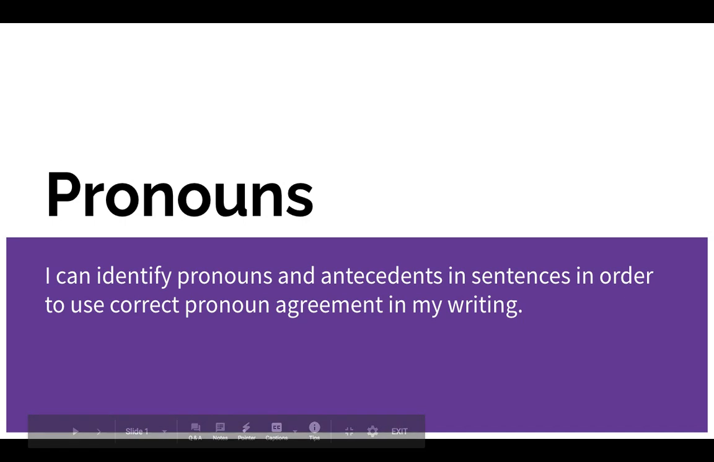Your goal in this entire presentation is to be able to identify pronouns and their antecedents in a sentence so that you can use a pronoun correctly in your own writing. Okay? And if some of these words don't make sense to you at this point, don't worry. It will as we progress.